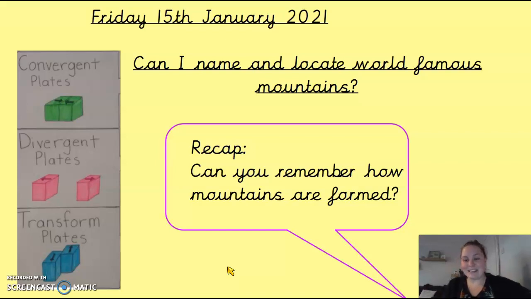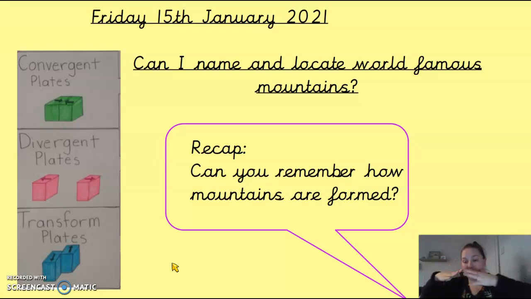Okay, so the answer to how mountains are formed lies in one of these plate types. So the tectonic plates of the earth being the different jigsaw pieces that make up the earth's crust. Most mountains are formed at convergent plates. So where two plates join or meet, they're moving towards one another. They push up against each other and essentially do this.